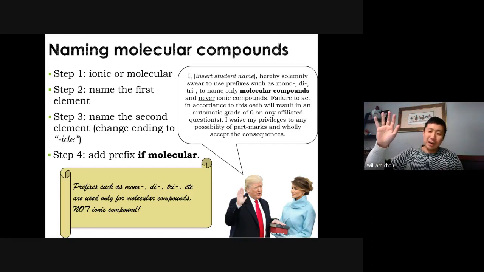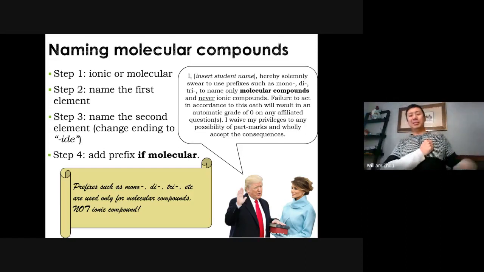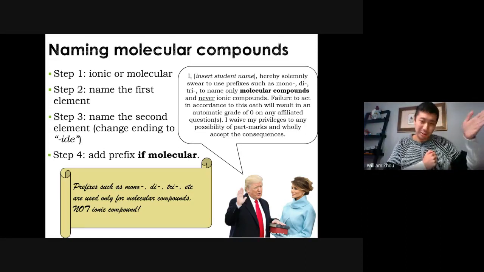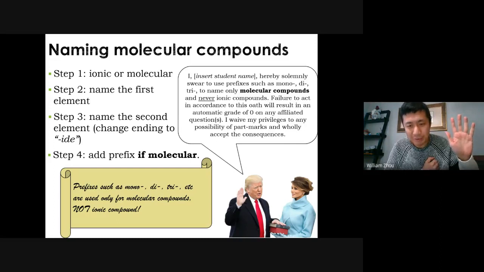Okay. So I don't know how you want to do this. Put your hand on some holy book, or if you don't have a holy, put it like this on your heart. And you solemnly swear that I, insert your own name, hereby solemnly swear to use prefixes such as mono, di, tri, like the ones we just learned, to name only molecular compounds and never ionic compounds. Okay. Failure to act in accordance to this oath will result in an automatic grade of 0 on any affiliated questions. I waive my privileges to any possibility of part marks and fully accept the consequences. Okay? And end oath. Do you get that?